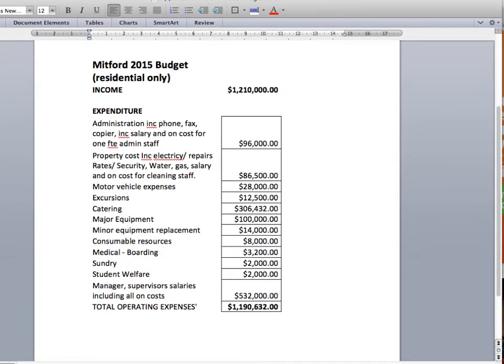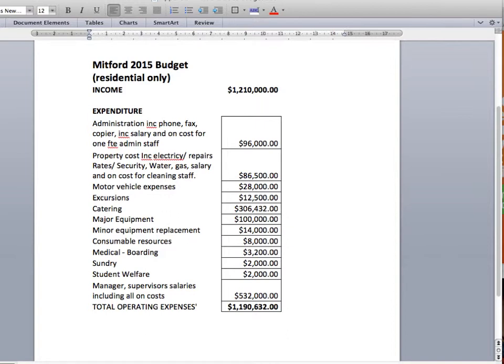And you can see here the Mitford budget, and when you look down this, you can see there's administration. We're probably not going to be able to do much about administration. We'll probably leave it as it was. The same with property costs. You've got motor vehicle expenses, excursions, catering. Probably can't do much about catering. Major equipment and things like that. If you needed to take money from somewhere, you could probably take it from places like major equipment, and so on and so forth.